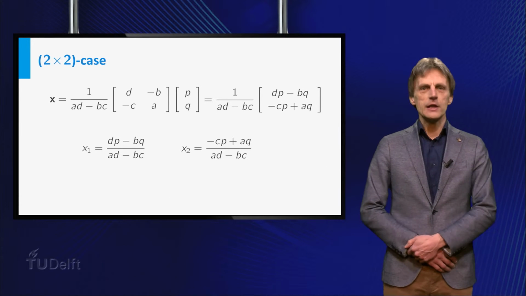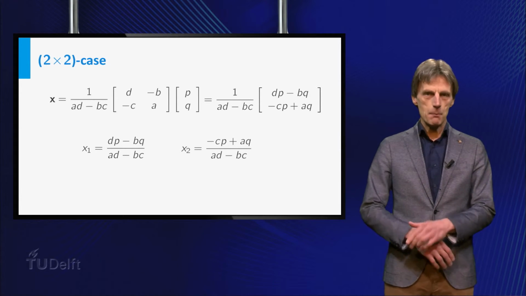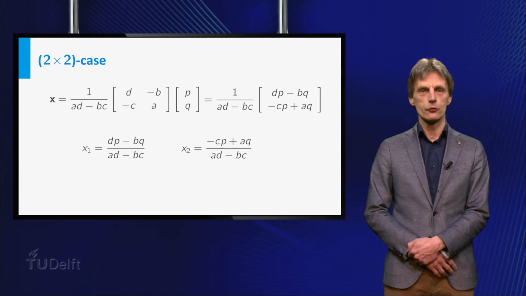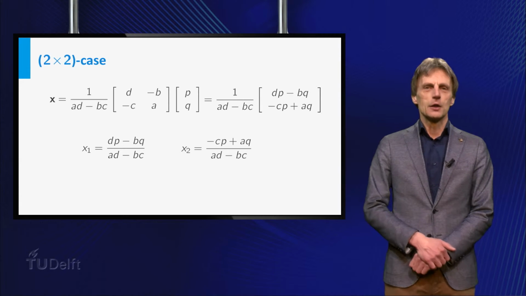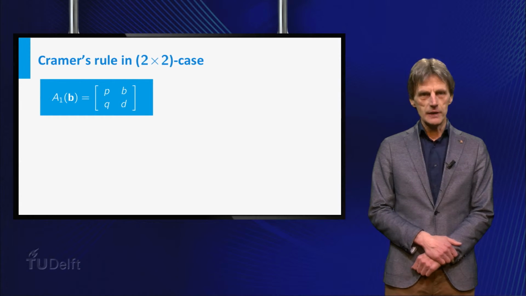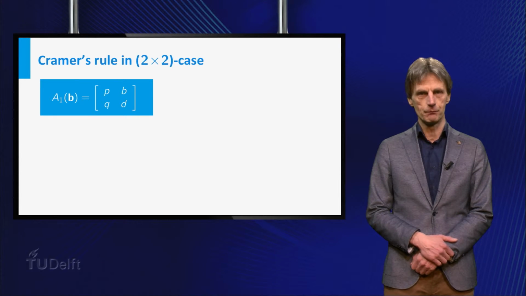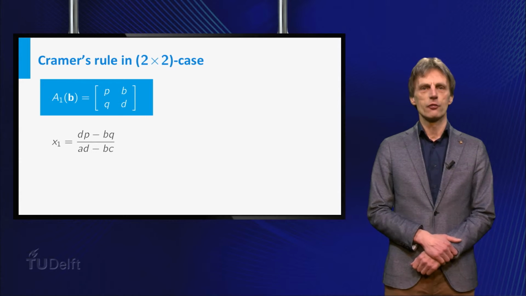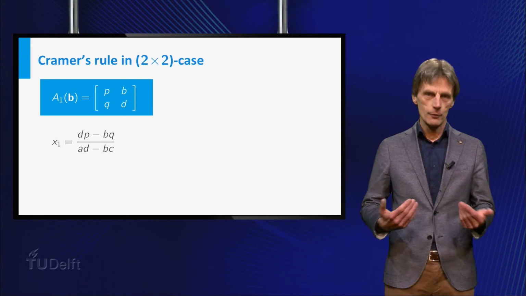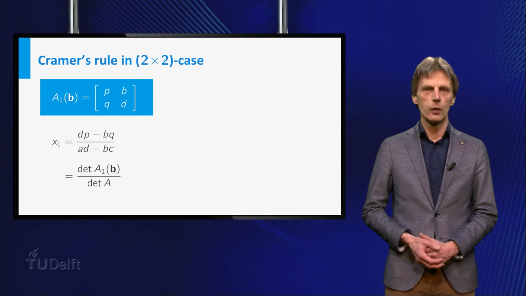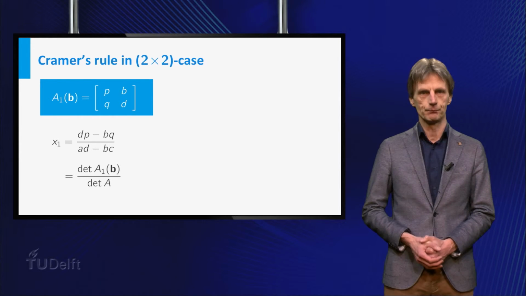Can you already see that each of these formulas is actually the quotient of two determinants? In both formulas, the denominator is equal to the determinant of A. But what about the numerators? Consider the matrix A1(b), which is obtained by replacing the first column of A by the right-hand side b. Now have a look again at the formula for x1. The numerator of x1 is equal to the determinant of A1(b). Hence, x1 is equal to the determinant of A1(b) divided by the determinant of A.